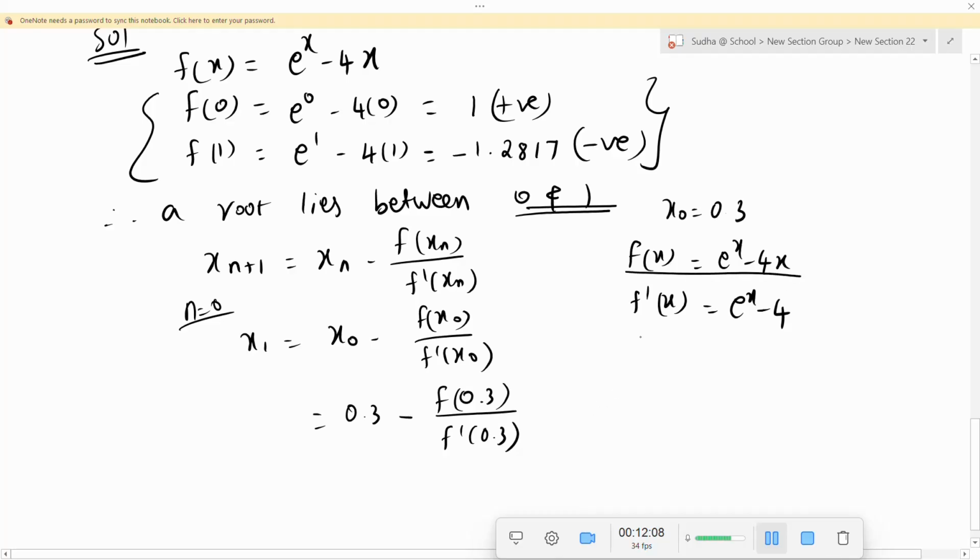We have f of x and f dash of x. Instead of x, we can substitute 0.3, and in the f dash of x function, we have to substitute x equal to 0.3. Simplify, then we'll get the answer x1 equal to 0.3566.